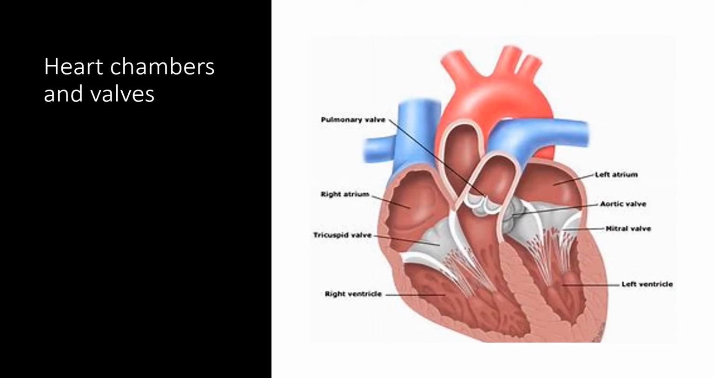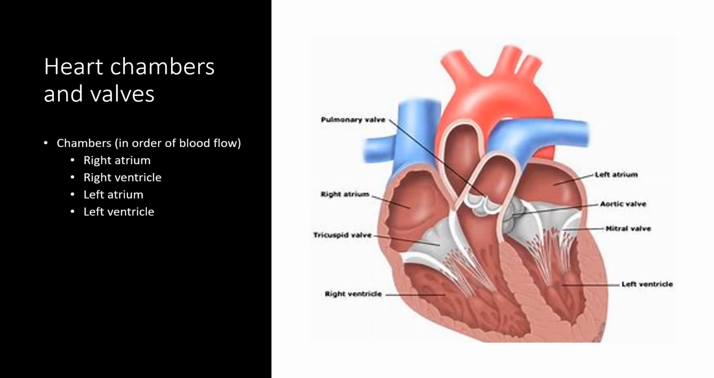Now let's talk about the heart chambers and the valves. Now here are the chambers of the heart in order of blood flow, which we will talk about later. You have the right atrium, the right ventricle, left atrium, left ventricle. So you got blood returned to the right atrium, goes into the right ventricle. You pump blood out the pulmonary artery into the lungs. The blood gets oxygenated, comes back through the pulmonary veins into the left atrium. Left ventricle goes out to the aorta to the rest of the body.